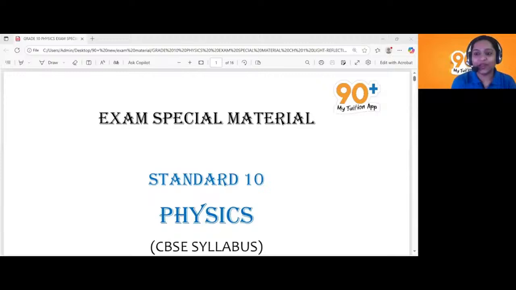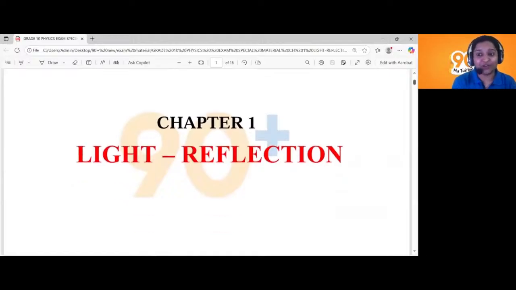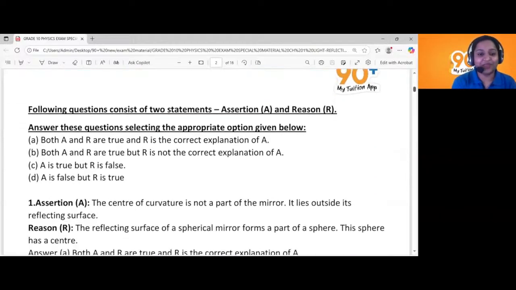So let's see the exam special material based on reflection of light, for grade 10. And these are model questions on assertion and reason. Assertion and reason type questions are very common; these are the most common kind of questions.